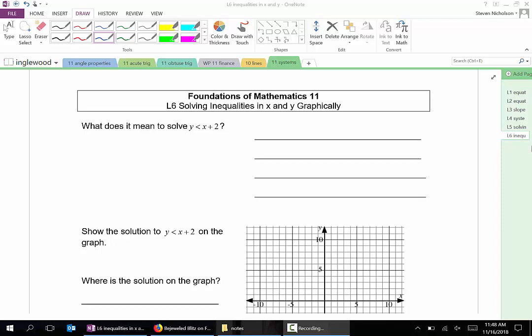As with all the other lessons in the tutorial, we start off with: what does it mean to solve y is less than x plus 2? And as with all the other tutorials, we're doing the same thing. We're finding the truth. We are finding all the x and y's that make the inequality work.